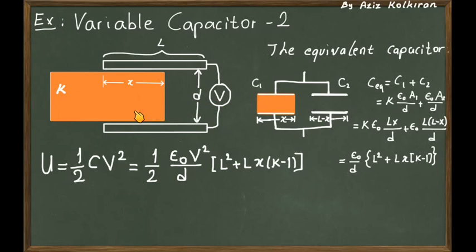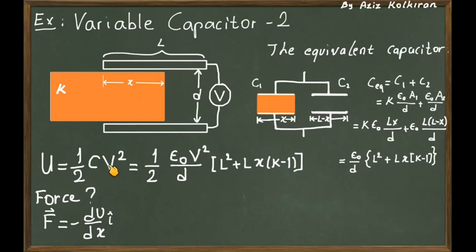Then the question is, what force do we need to slide this dielectric between the plates? Or will the system pull this dielectric into the region? Let's check this. We know that the force is just the derivative of this potential with respect to x. Of course, there is a minus sign in the definition, so the force as a vector is equal to minus dU over dx in the x direction.